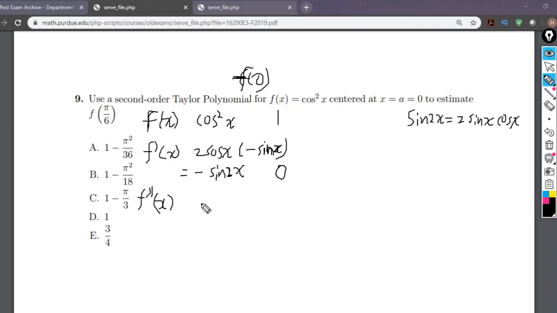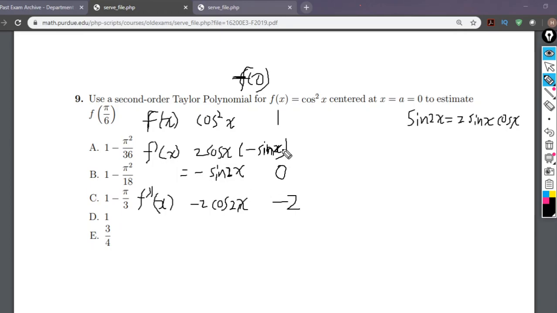And the second derivative would be equal to -2 cosine 2x. So the chain rule, gotta apply the 2, and then plug 0 into this, cosine of 0 is 1, and it would be -2. And since we only need the second derivative, that's how far we really need to go.